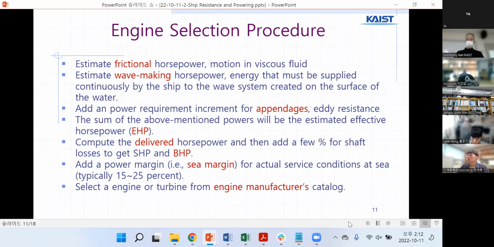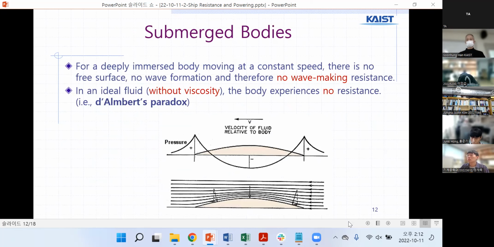So as a designer, for submarine bodies, the pressure is high at the front and also again high at the end, because the speed of the water is moving faster in this region. So there is no wave making, right? Because the submarine is below, no wave is made. So only viscous resistance or friction.